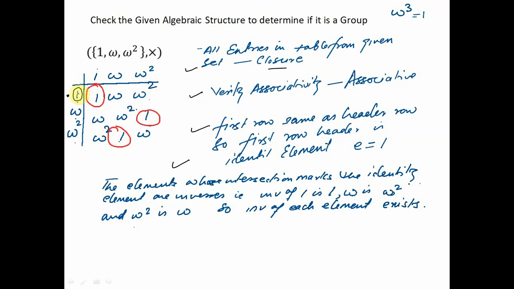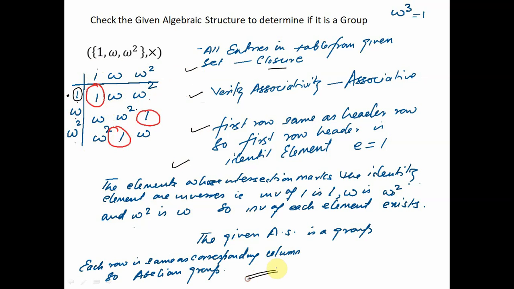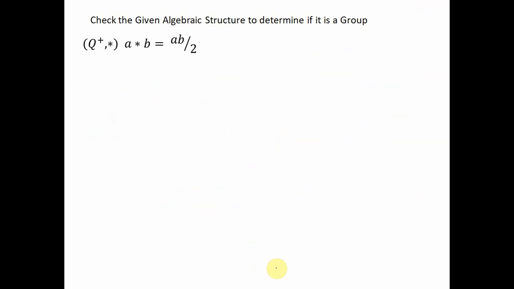Again, compare the first row with the first column, second row with second column, third row with third column. They correspond to each other. So we know that this is an abelian group. Let's take another example. This time we have a slightly different example, in the sense that the set we are talking about here is not a finite set. So we cannot use the method of operation table.